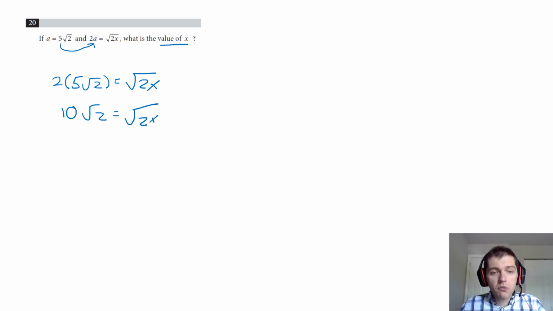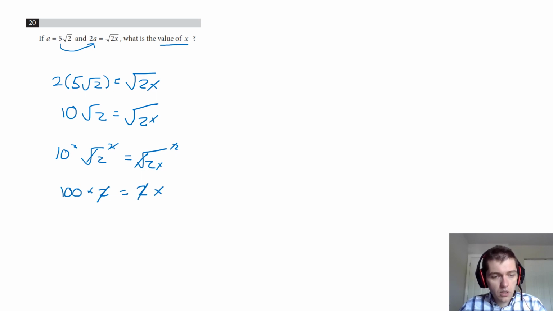The key to this problem is recognizing here you can square both sides, which will leave you with 10 squared times square root of 2 squared is equal to square root 2x squared, which means that the square roots and the exponents cancel. You'll be left with 100 times 2 is equal to 2x. The 2's cancel, and you'll be left with x is equal to 100.